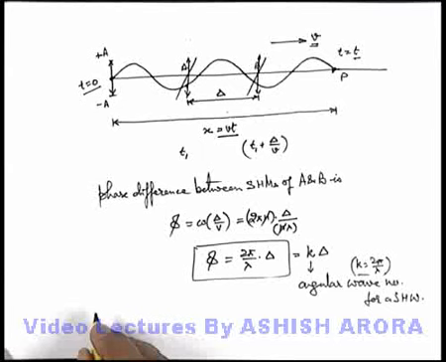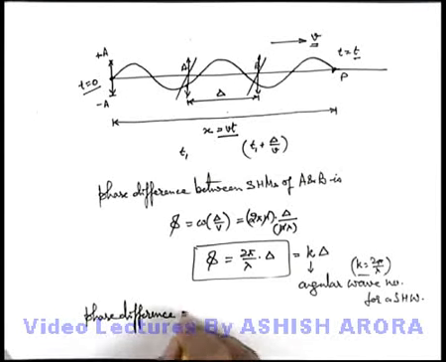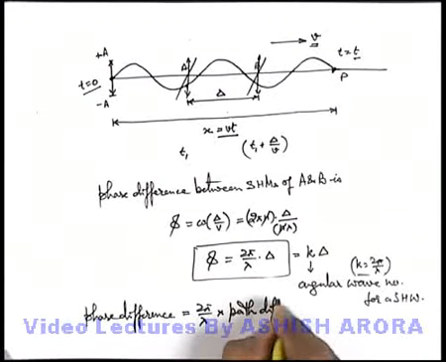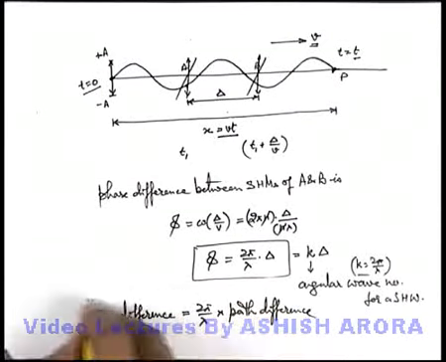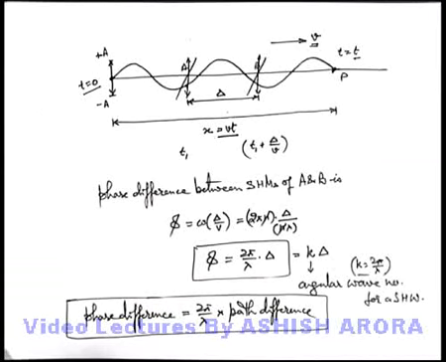You should always remember, whenever we need to calculate the phase difference between any two points in a simple harmonic wave, it is given by 2 pi by lambda multiplied by the path difference of the two particles. This is quite a useful relation in the analysis of a simple harmonic wave, and we are going to use this expression several times in later sections.